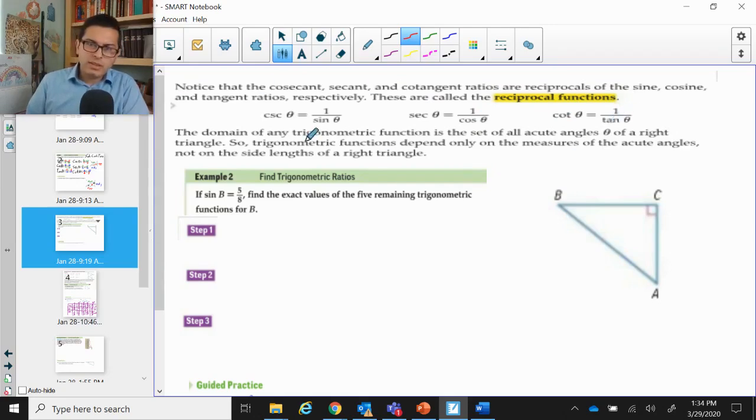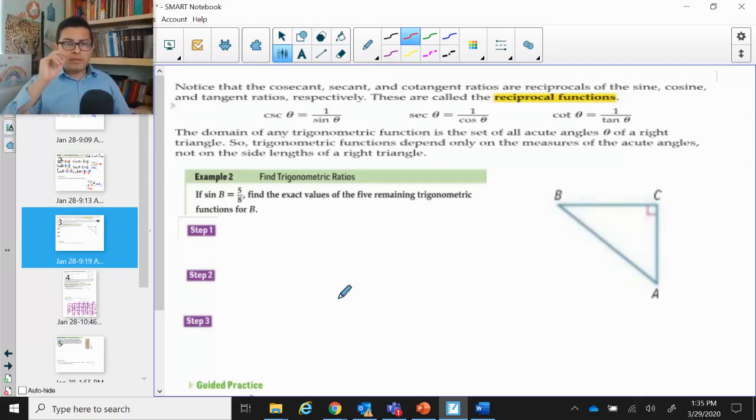Now, what these words are saying is that the values for our sine, cosine, all of our 6 trig functions only depend on the angle. We've been using the sides to figure them out, but all that means is that if you have a scaled up triangle, like a really big triangle, it's going to have the same trig function values as a really small triangle with the same angles.